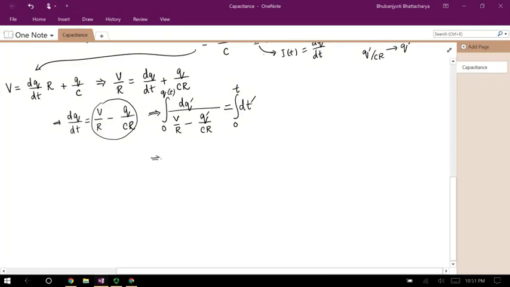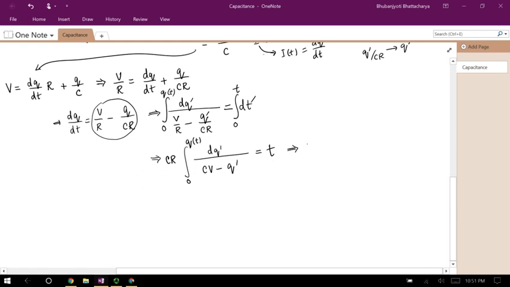We are going to rewrite this integral in a slightly different way, making this denominator look a little more tractable. So we'll have dq prime, and then we'll take the CR as a common denominator of that denominator and put it in the numerator. So we'll have CR times dq prime over (CV minus Q prime), and the limits are still 0 to Q(t), is equal to the integral of dt prime from 0 to t. That just gives us t. So we can just do that integral.